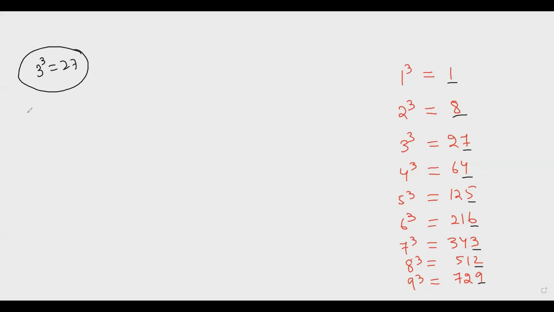But if somebody asks you to find the cube root of 28, then this method is not that useful. So not useful here. But for a perfect cube, this method is very, very useful, right? Okay.